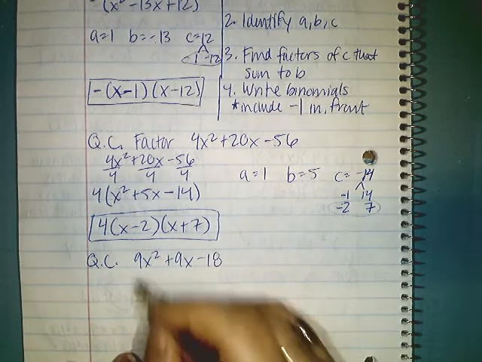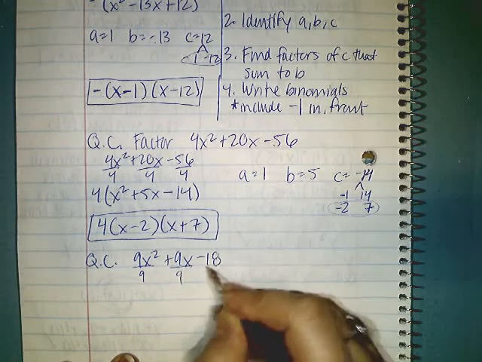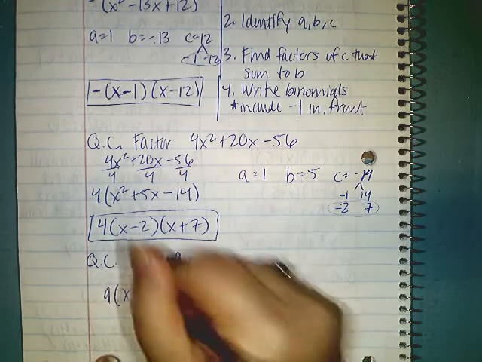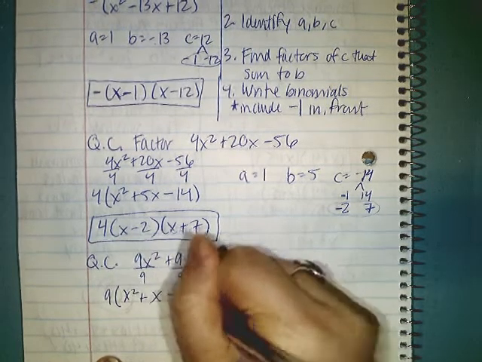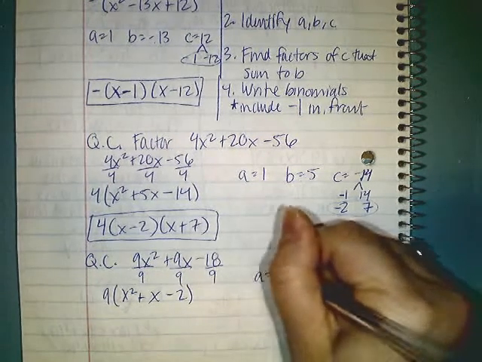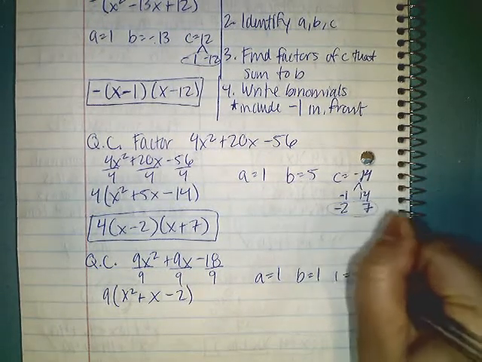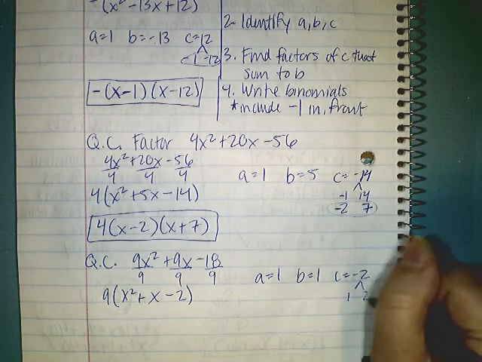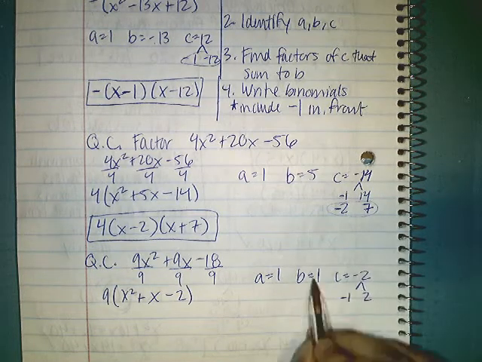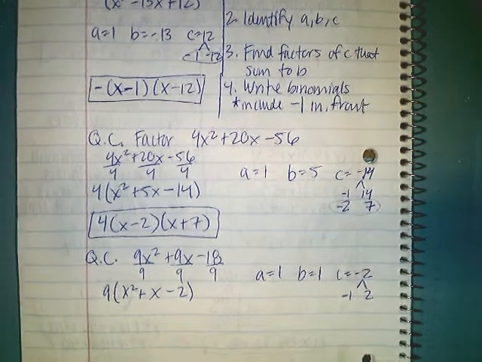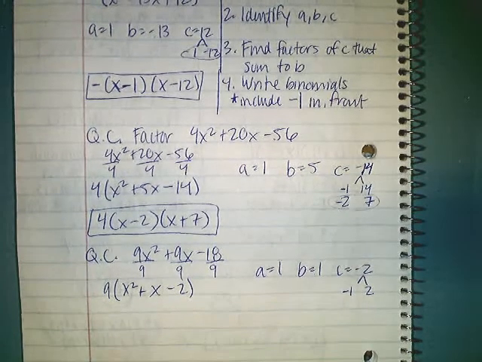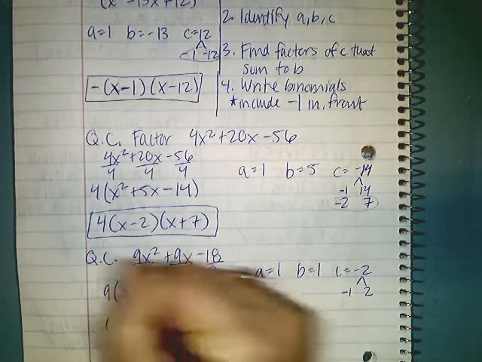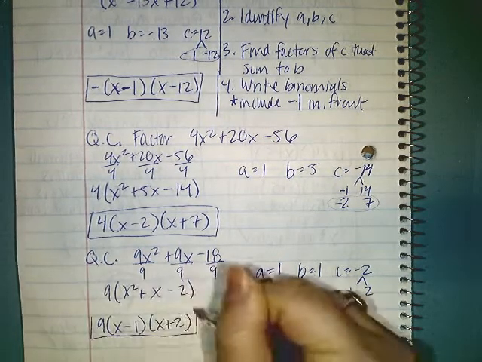So I notice that my GCF here is going to be 9. I'm going to divide every term by 9 from the start. And I have 9 in front and then x squared plus x minus 2. So then my A is now 1, B is also 1, and C is negative 2. So my only factors of negative 2 are going to be 1 and 2. And the 1 would have to be negative if it's going to add to positive 1. So I know that that 1 is negative, that 2 will have to be positive. So then I have x minus 1, x plus 2, the 9 has to stay in front, and that will be my answer.